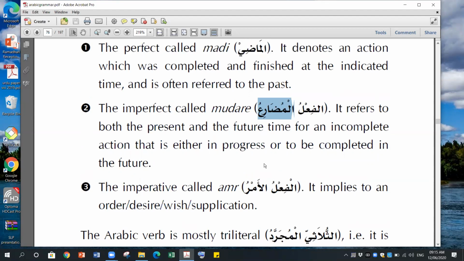And from mudare, we will make fi'lul amr also, and there is another fi'l also, fi'lul nahi. Nahi means when I say, Nashmi, don't open your book, so that is negative. We don't say it negative because if I tell you, Nashmi does not open her book, then it is negative. I'm telling that she does not do something.